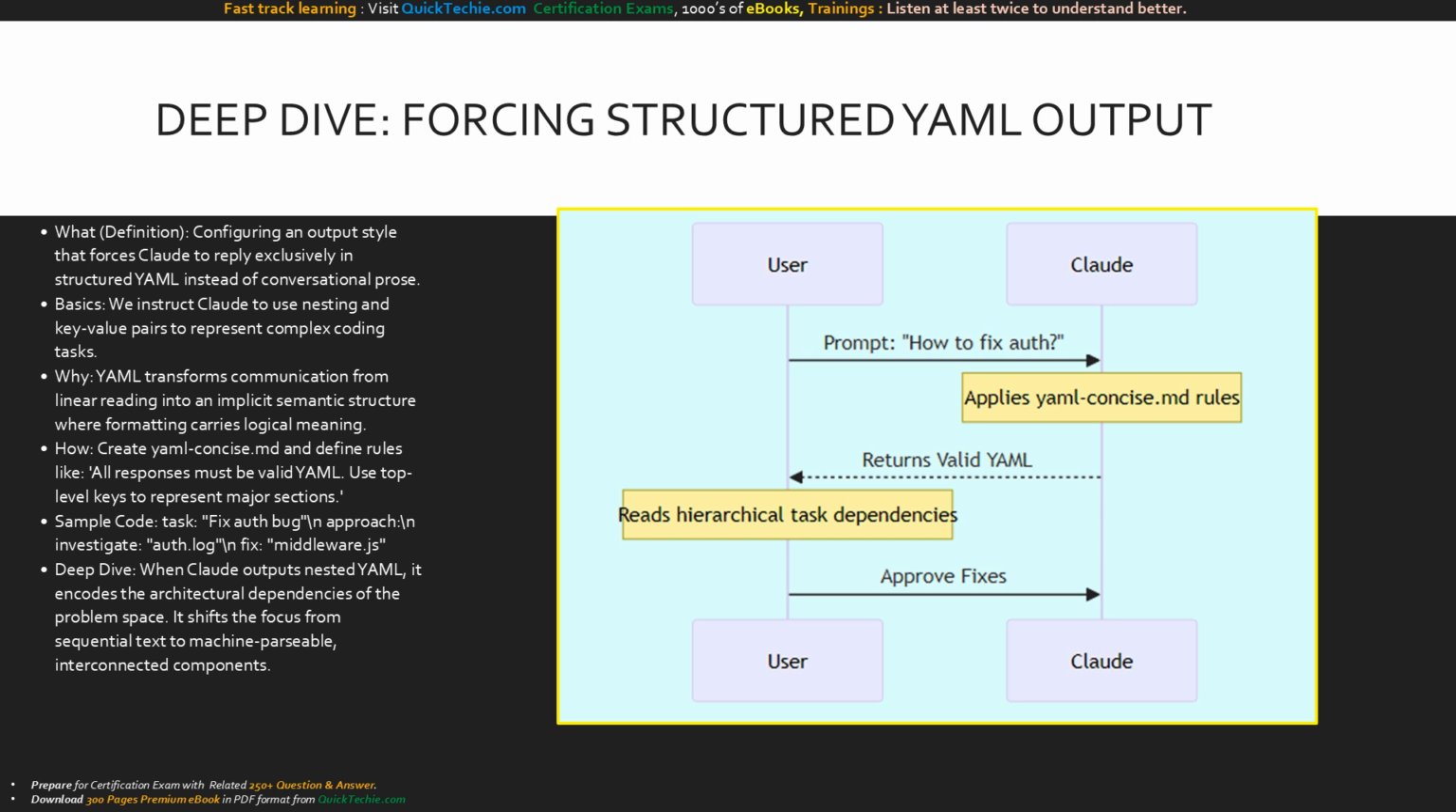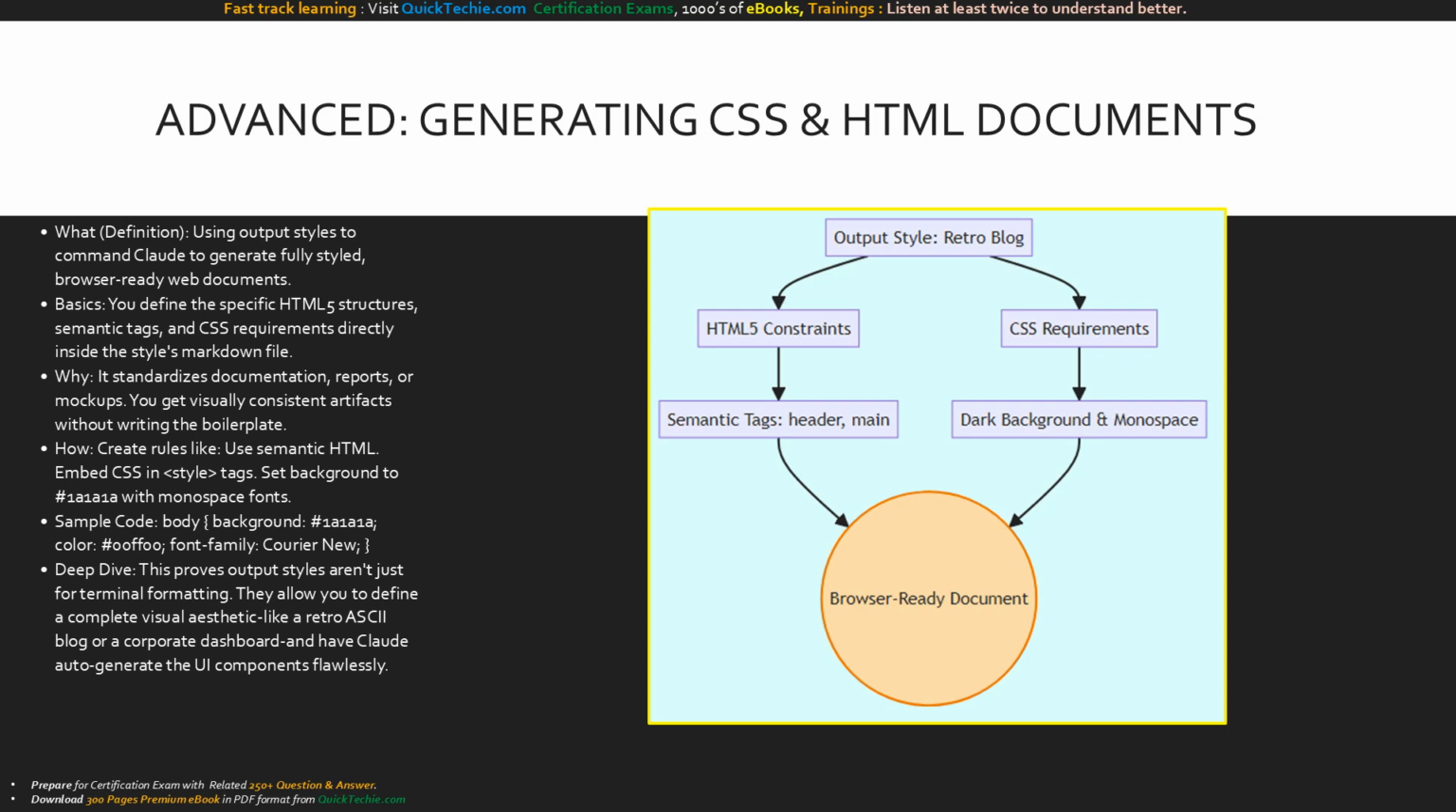It's a game changer for senior engineers planning complex refactors. Here is the sequence of a YAML-styled interaction. The user prompts Claude to fix authentication. Claude intercepts this, applies the strict YAML concise rules, and instead of writing a conversational essay, it returns pure, valid YAML. The user immediately reads the hierarchical task dependencies, understands the exact blast radius of the fix, and approves the action. We can take this much further.